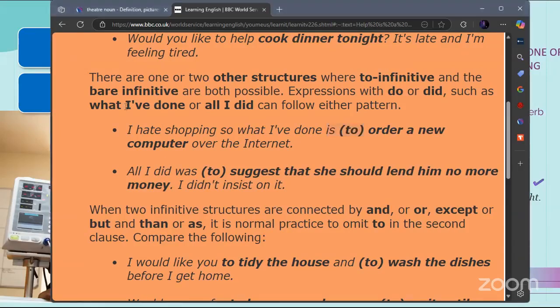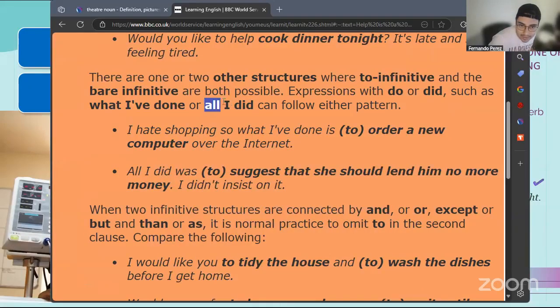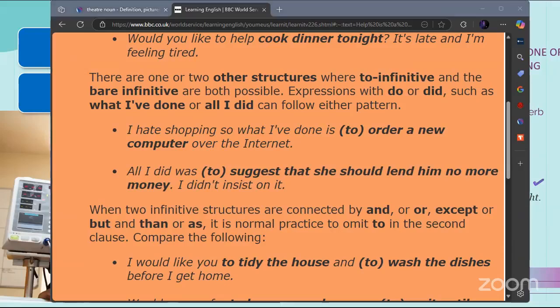So that's chunk number one. What I've done, verb to be. And the second chunk is all I did, verb to be.